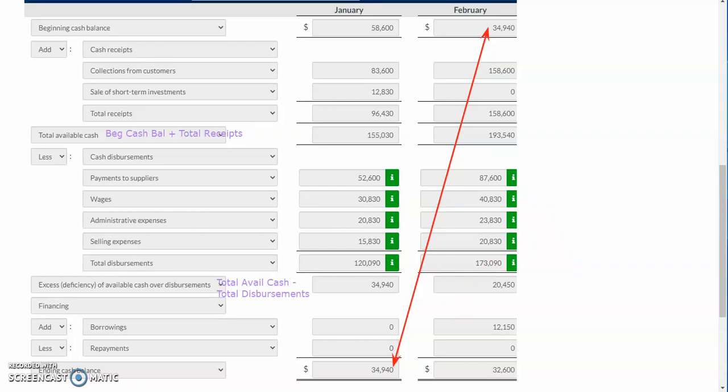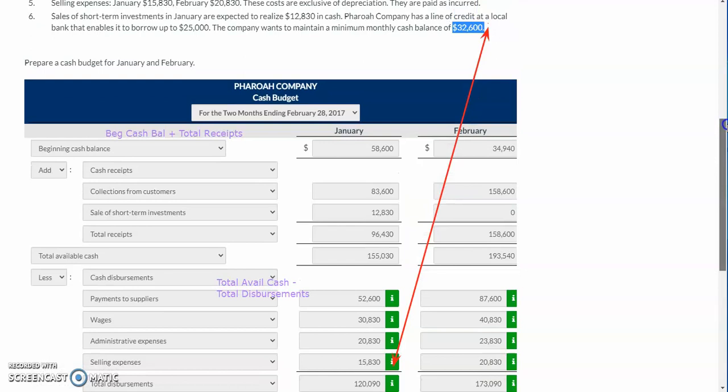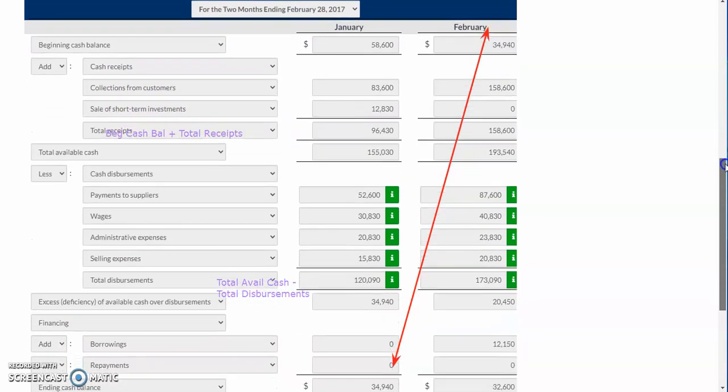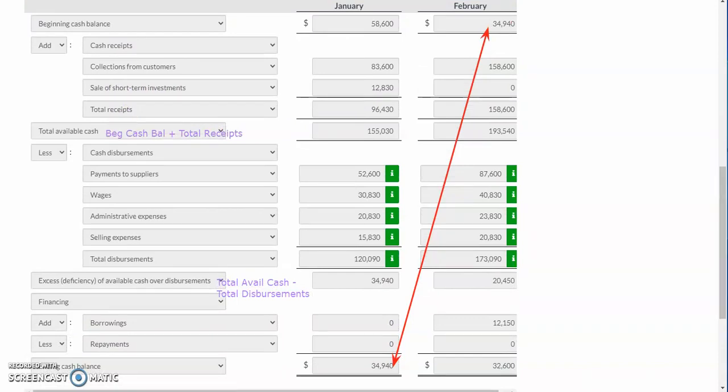So I'm going to scroll up, and you'll want to remember that our minimum is $32,600. So this is less than the minimum cash balance of $32,600.